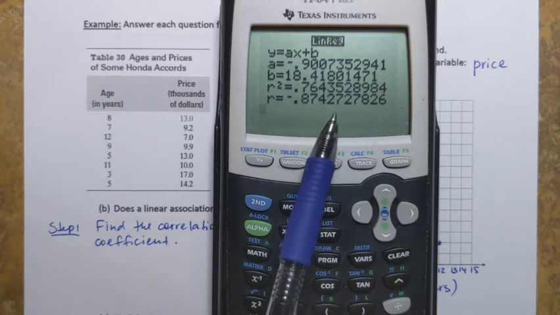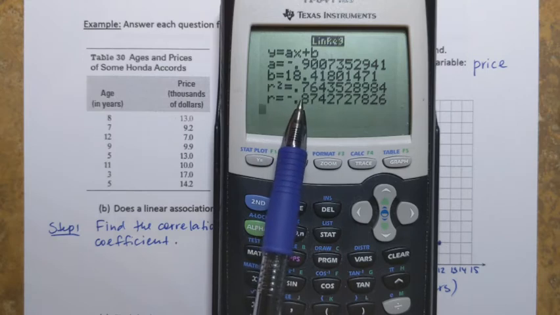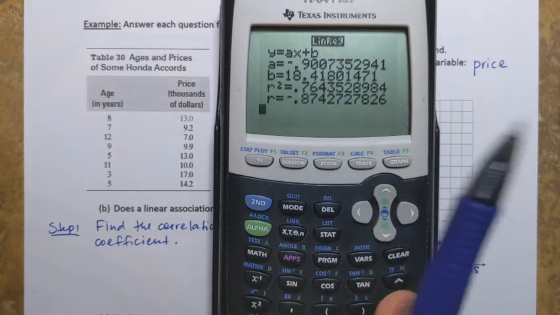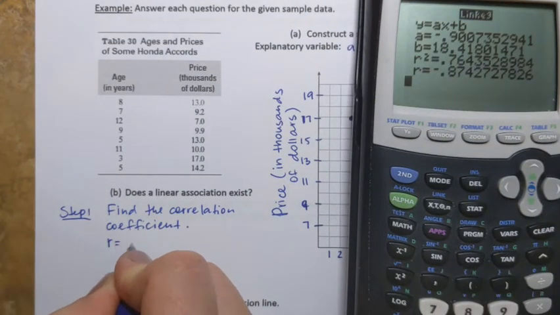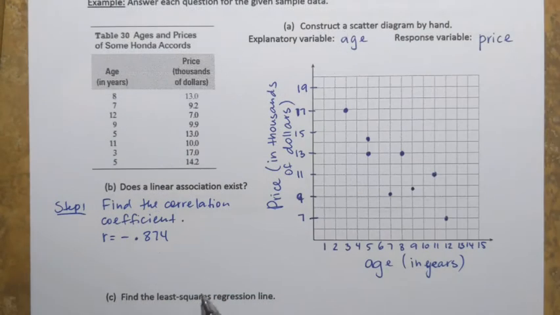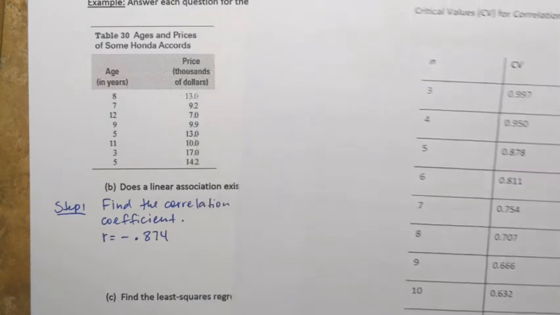By the way, if your calculator doesn't show you r, the correlation coefficient, it means that you need to turn on the diagnostics. We talked about that in the video where we learned how to find the correlation coefficient. Okay, so I'm going to write this down. R equals negative 0.874.